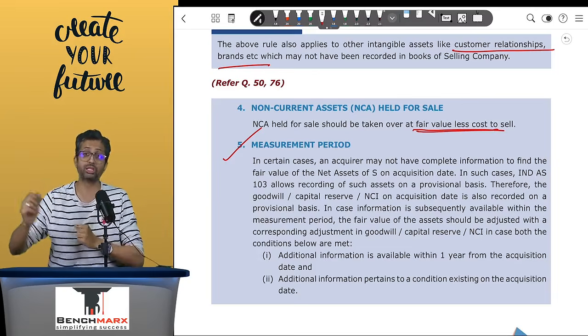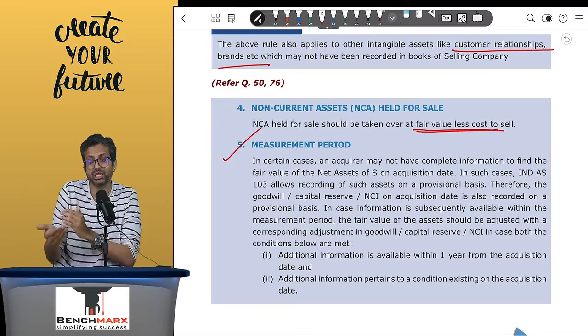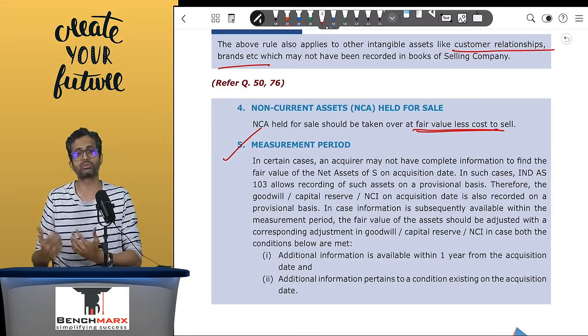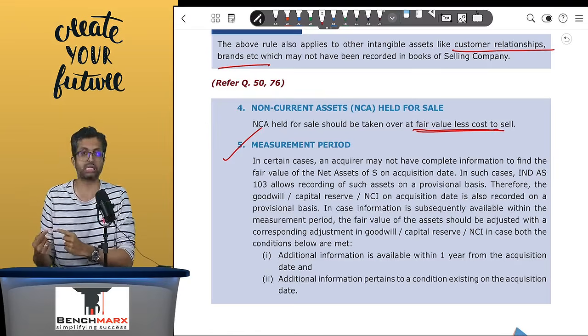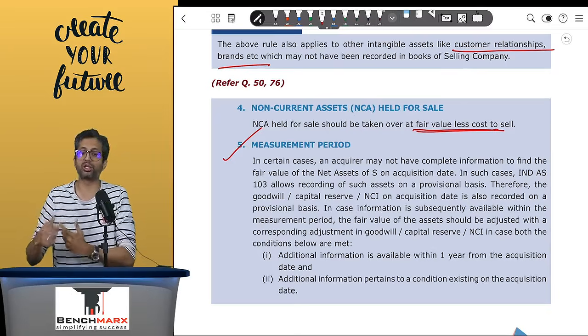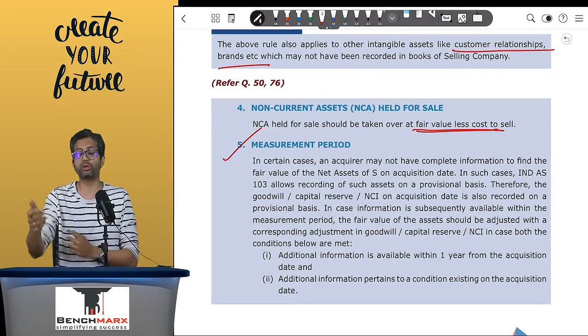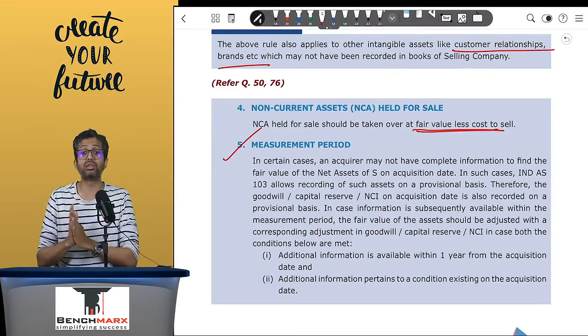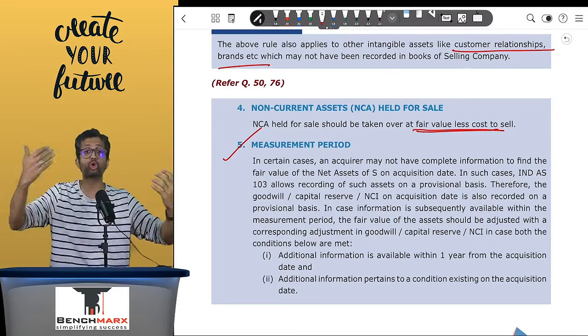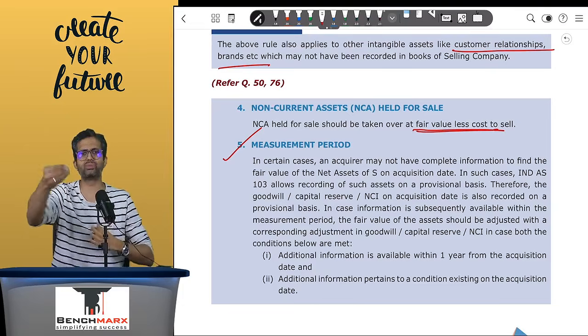So within 12 months from the acquisition date, if that information pertains to a condition which was existing on the acquisition date, then we call this a measurement period adjustment, where we reassess the PC if required, the NCI if required, the net assets if required, and the balance will go to the goodwill. So there may be an adjusting entry where goodwill gets impacted. The second effect can go to the net assets. It can also go to the NCI if the NCI is based on a percentage of net assets.